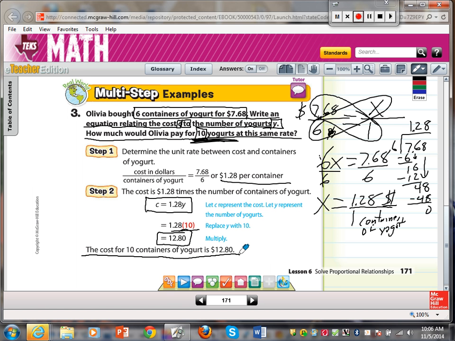And that's another way that you can set up proportions and set up equations. Okay?